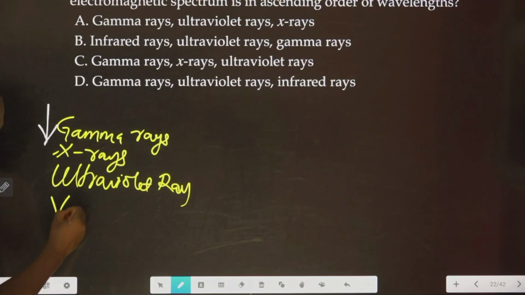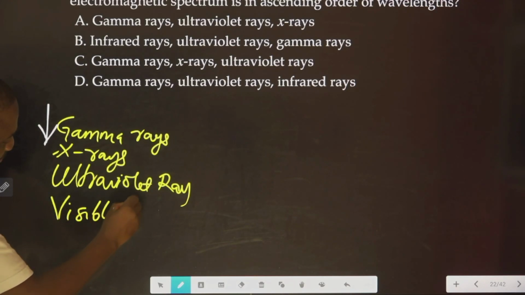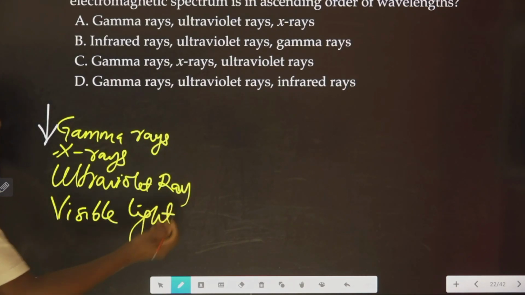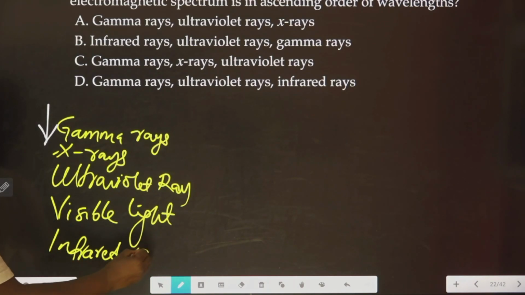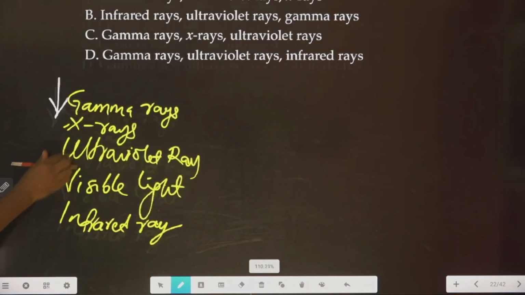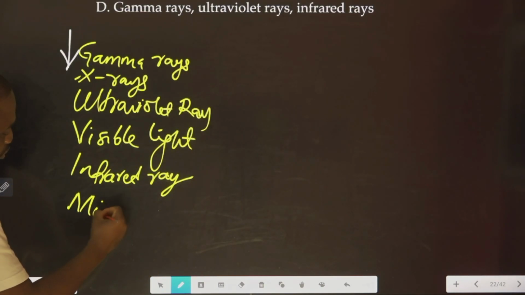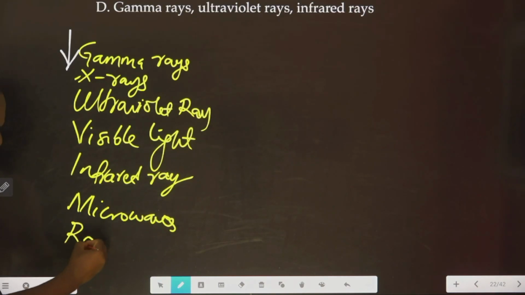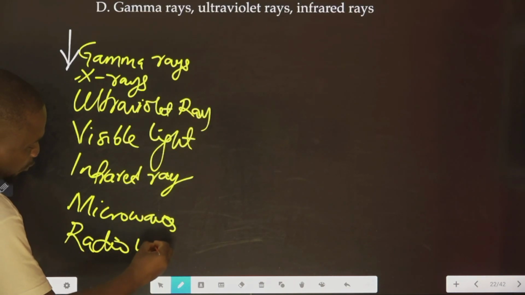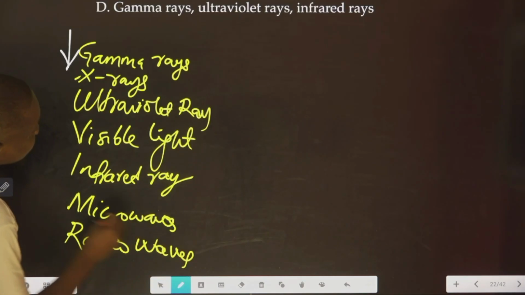We also have the visible light. The one you have is violet, blue, green, yellow, and orange, okay? Aside from that, we also have the infrared ray. We also have the microwaves. We also have the radio waves. These are how they are, okay?